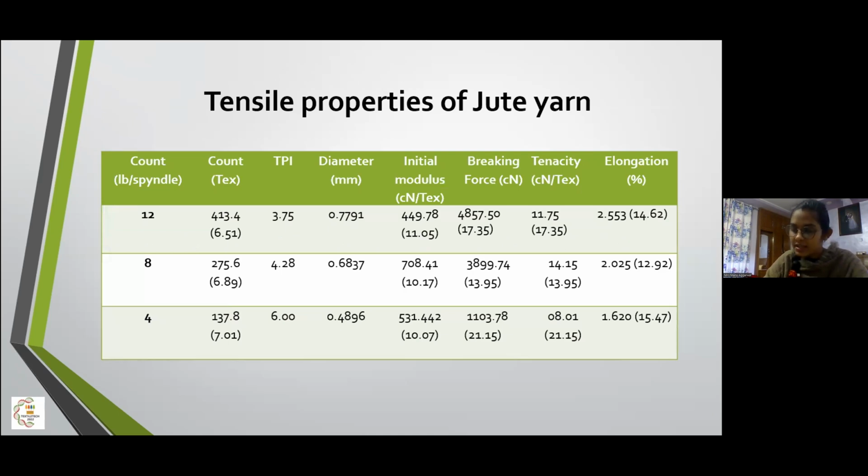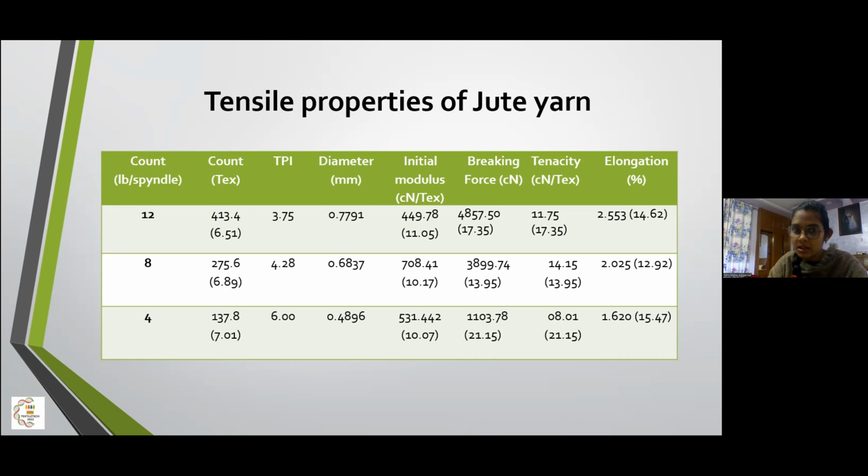So, results and discussion. Tensile testing of the jute yarn. Firstly, I will discuss the tensile properties of the jute yarn. It is observed that with an increase in the count of the yarn, elongation percentage and breaking force increase, while tenacity and initial modulus show a different trend. The 8 pound per spindle jute yarn shows the maximum tenacity and initial modulus, as tenacity is the ratio of the breaking force and linear density of the yarn. With an increase in the count, the consequent increase in the breaking load of the yarn is higher compared to the change in the linear density, while going from 4 to 8 pound per spindle.